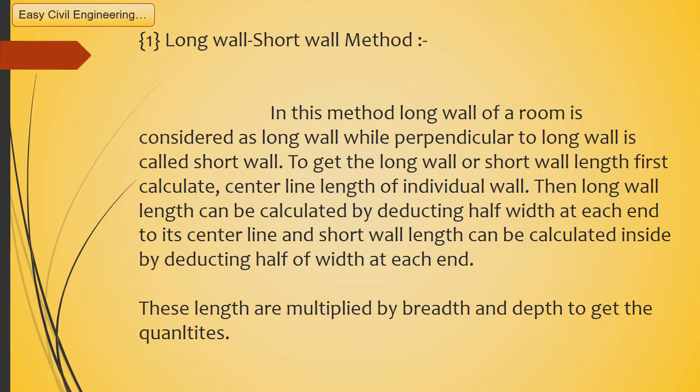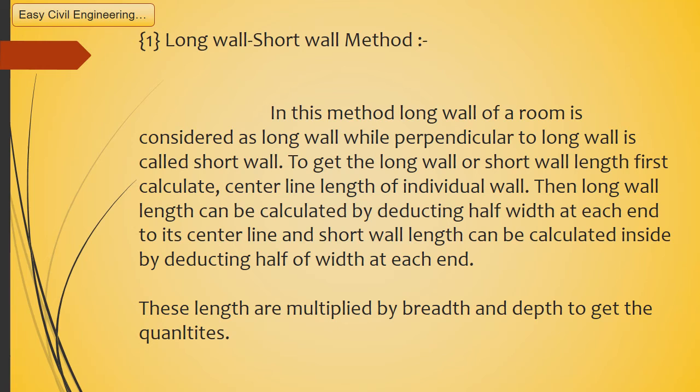Now what we do in our long wall short wall method: suppose we have a plan and we have to do the estimation of the superstructure, how many bricks we have to calculate. First of all, we will define which are the long walls and short walls. The long walls of that particular plan will be the long walls, and perpendicular to those will be our short walls. First of all, we will calculate the normal center line length of long wall and short wall.